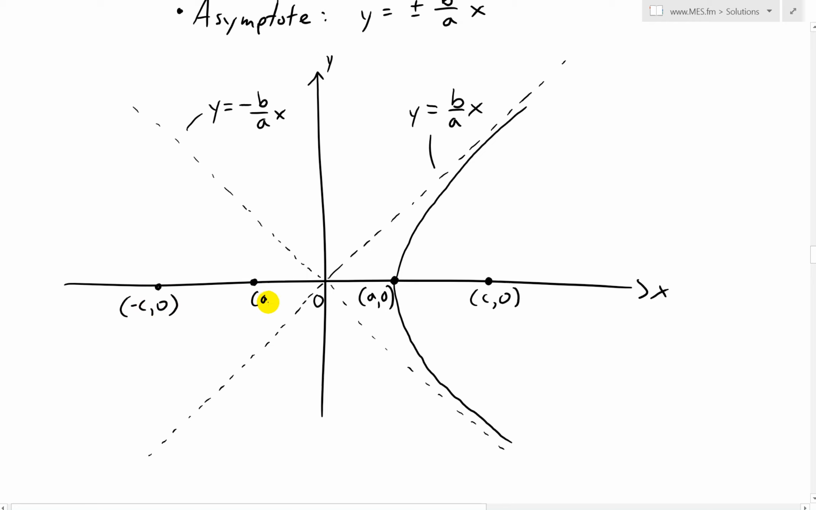And this one is our a0, and then expand this all the way out, approaching like that. So approaching the asymptotes, but never actually reaching them.